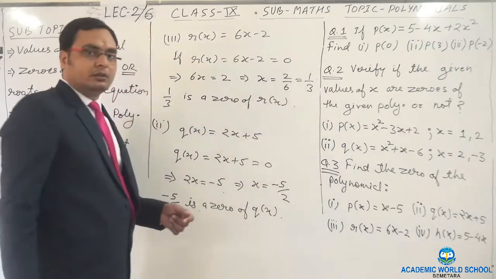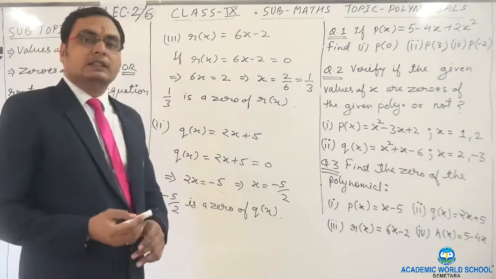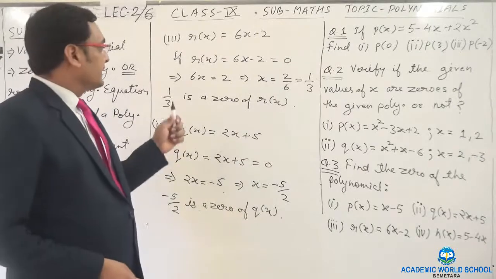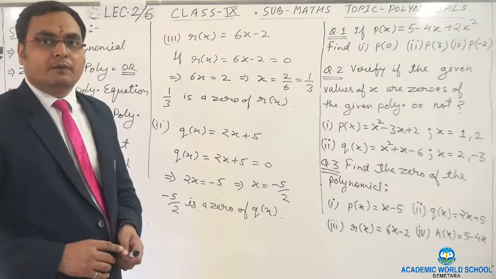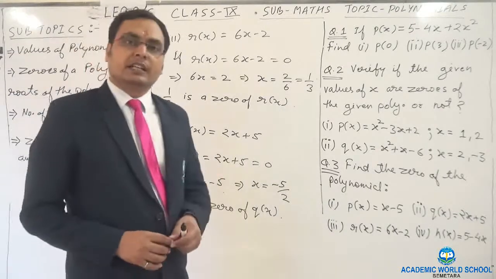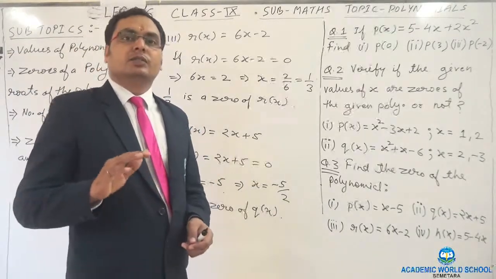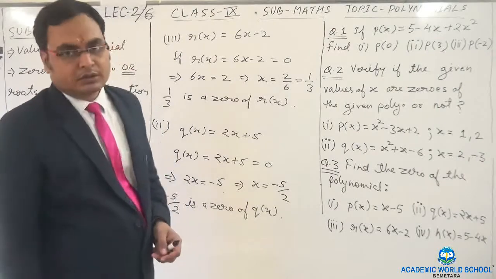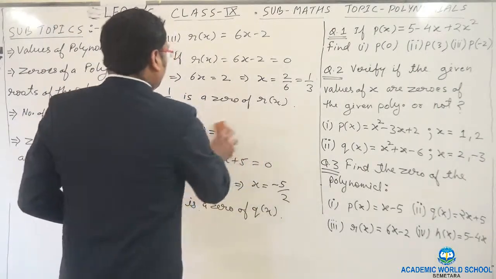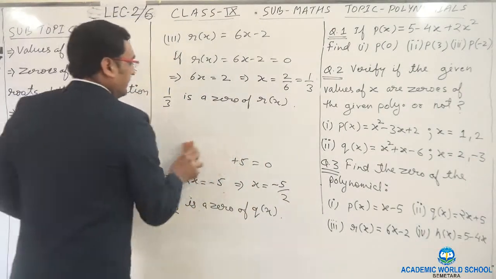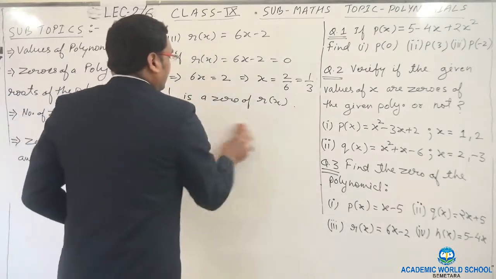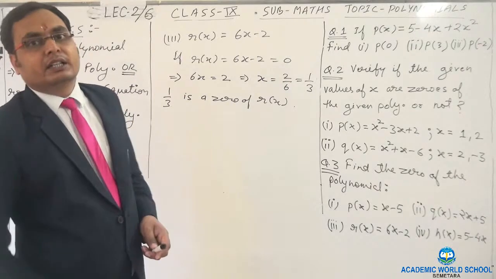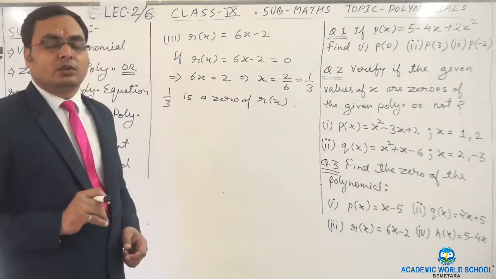r(x). Look, these all are linear polynomials, so we are getting only 1 0 of each polynomial. If these were the quadratic polynomials, then we would have got two values for the quadratic polynomial, and if they were cubic polynomial, then we would have the highest 3 zeros of those polynomials.